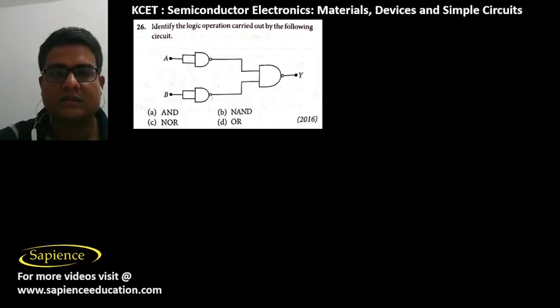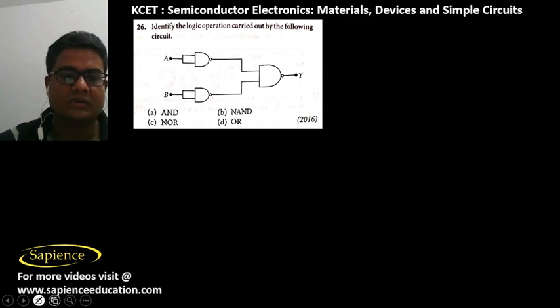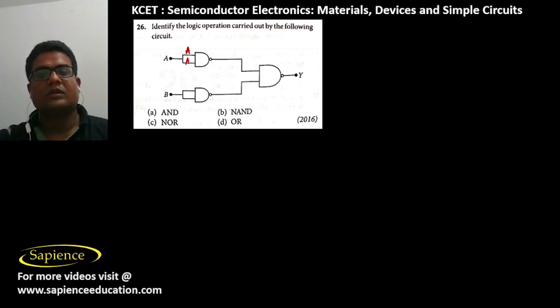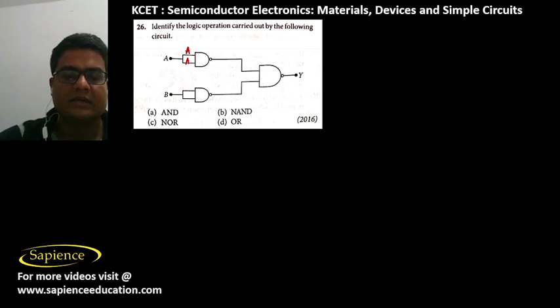Question number 26 is told, identify the logic operation carried out by the following circuit. So here A is the input. Both the inputs for the NAND gate is A. This is A and A, which is A. This is also B and B. So B and B is B, NOT of that, that is B bar. Here also again. So Y is equal to A bar and B bar, whole NOT of that.